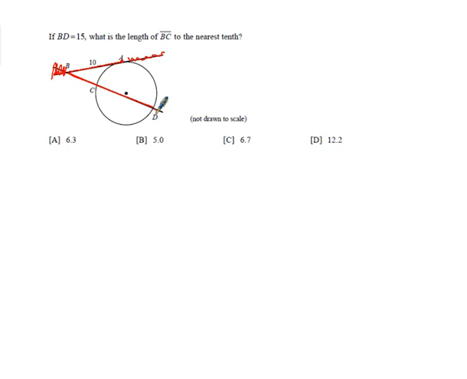So we're going to still do the outside times whole. They tell me they want to know BC. They want to know this. They give me BD. Make sure you understand what you're labeling here. BD is obviously the whole.